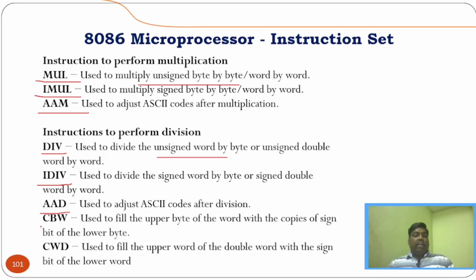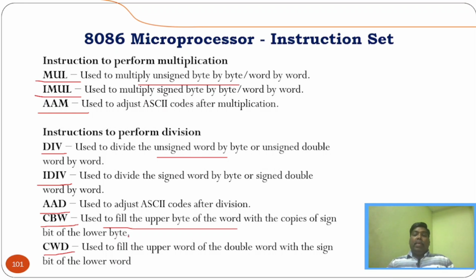And similarly, we have CBW and CWD. These are very important instructions and very new instructions, right? CBW is nothing but convert byte to word, and CWD is nothing but convert word to double word. What does it mean? You can see here, CBW is used to fill the upper byte of the word with copies of the sign bit of the lower byte, right?